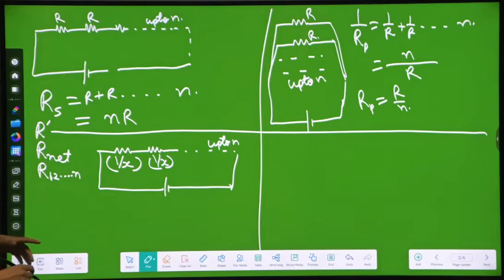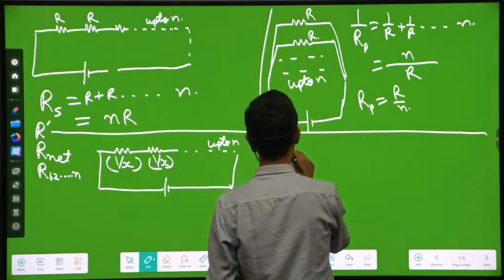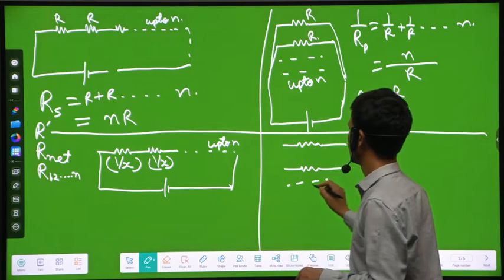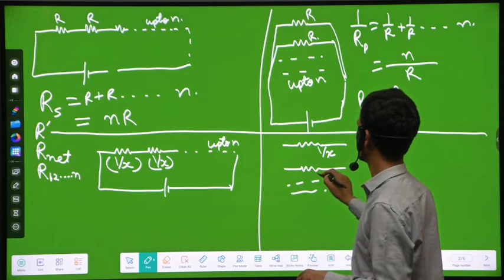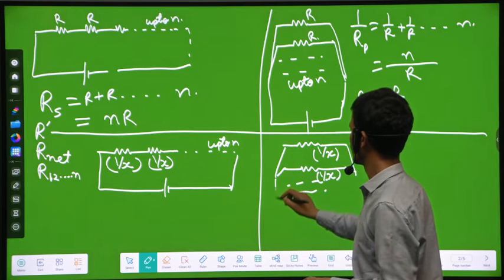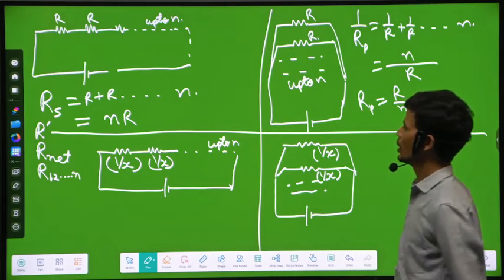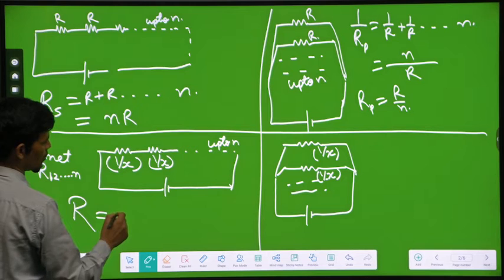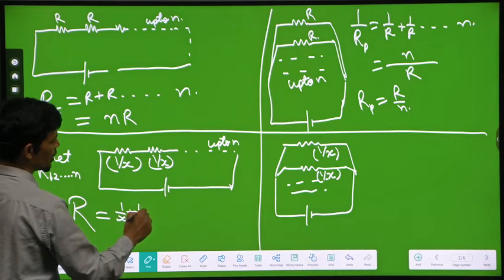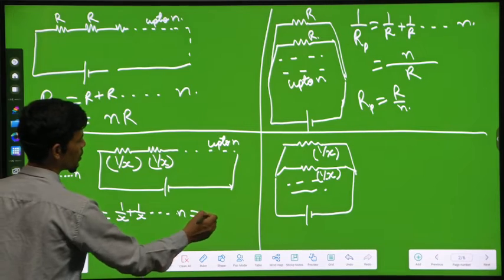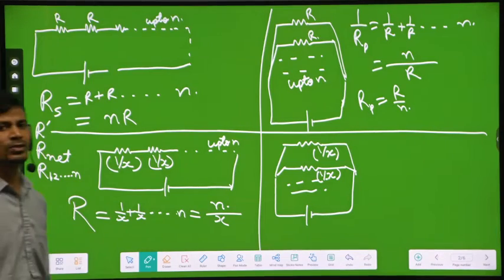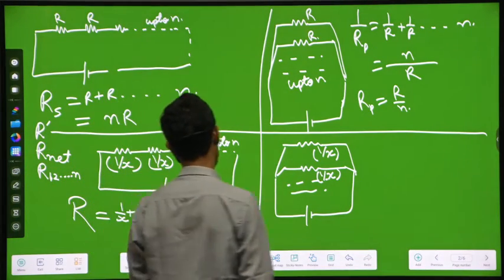Then what are we going to do? The worst thing will happen if such values are given in parallel combination. Okay, so in series combination it will be r equal to 1 by x plus 1 by x up to n terms. This is the answer for series combination. We have to just add them all.